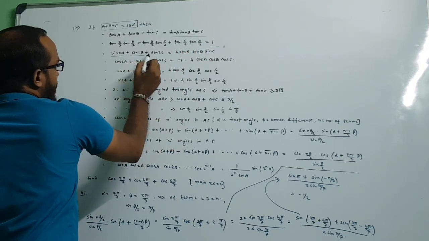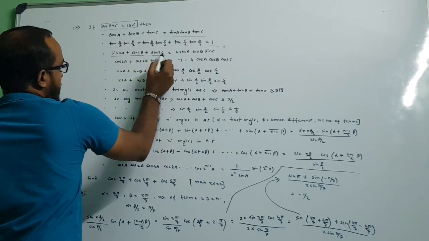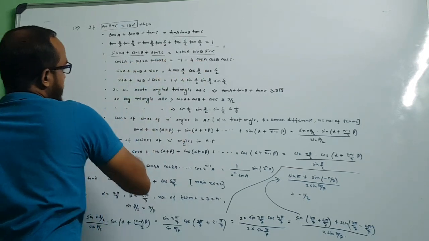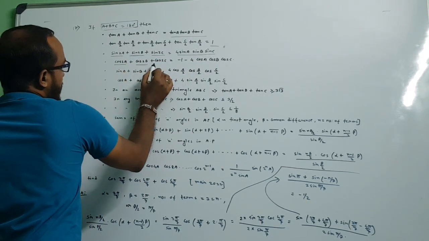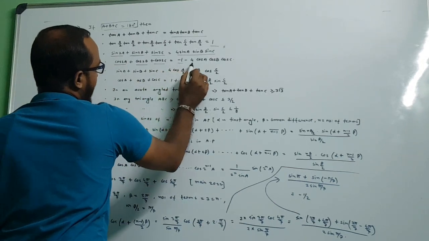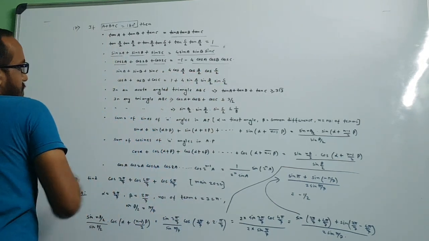Sin 2A plus sin 2B plus sin 2C equals 4 sin A, sin B, sin C. Cos 2A plus cos 2B plus cos 2C equals minus 1 minus 4 cos A, cos B, cos C.